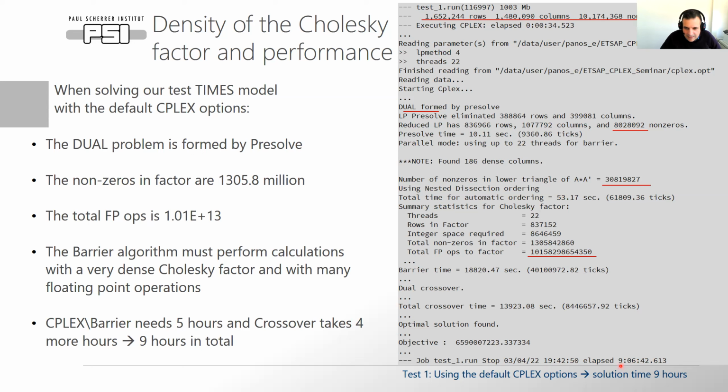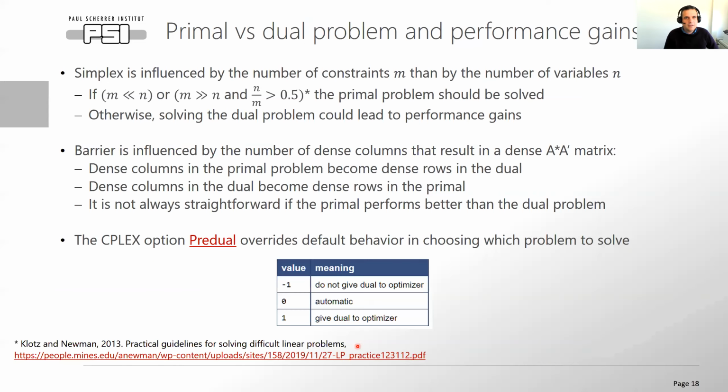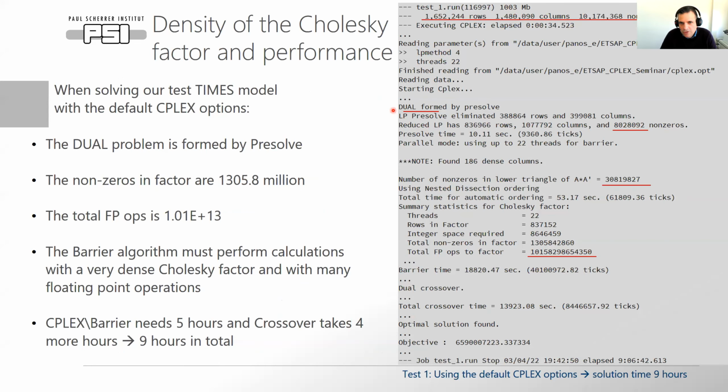So something is really very wrong here. The Simplex barrier needs 5 hours, you can see it from here, and the crossover takes 4 additional hours to make the solution basic. So total solution time, 9 hours. First thing to note, dual formed by presolve. Let's see what this is.